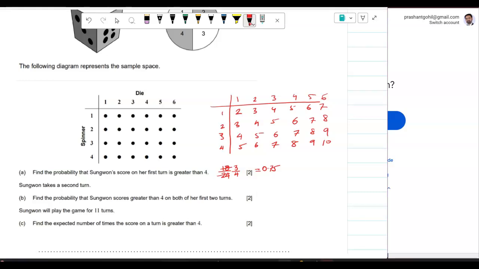She takes a second turn, find the probability that she scores greater than 4 on both of the first two turns. So what is the probability that she scores greater than 4 in the first turn? 3/4. And what is the probability that she throws greater than 4 in the second turn? 3/4. In the first part, didn't we get 3 over 4? Okay, fine. So the probability is 3/4 times 3/4.